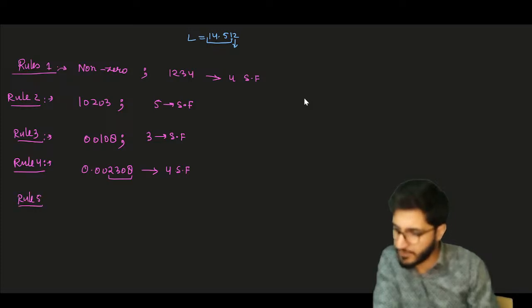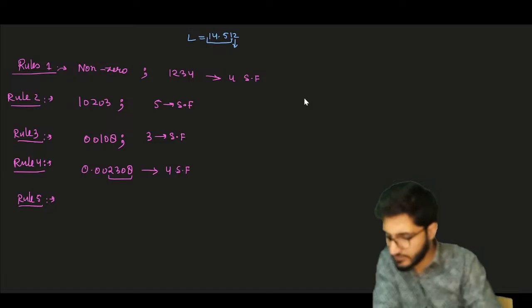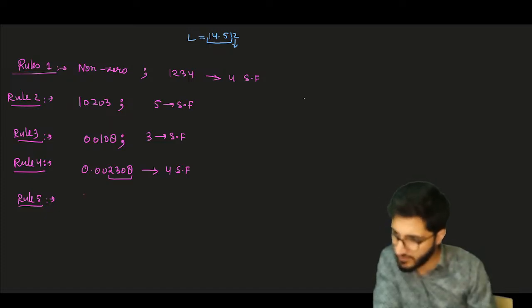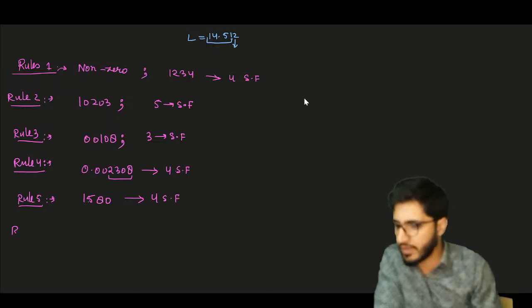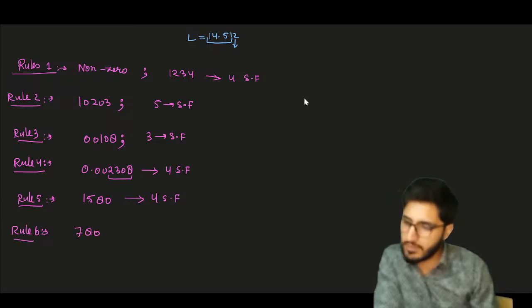Rule number 5: if we have 1.580, all the numbers are significant, 1, 2, 3, 4, so four significant figures. Rule number 6: 7800 has only two significant figures.